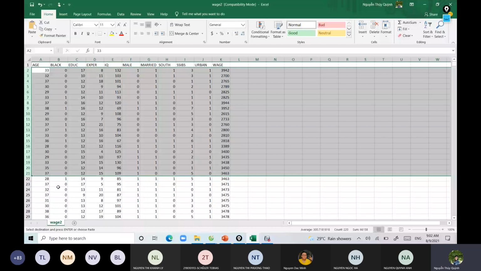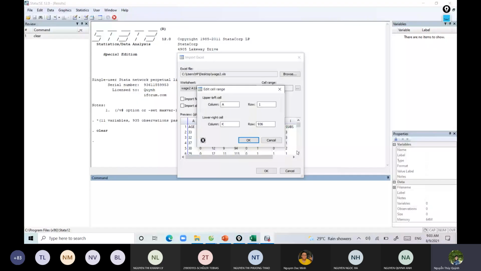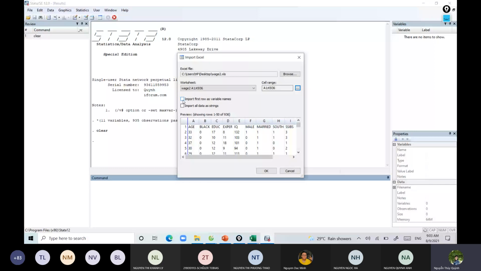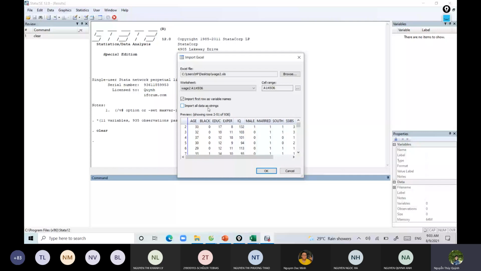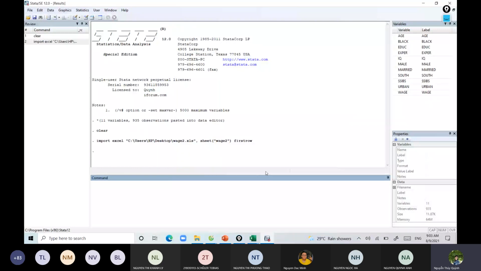We have two options here. Import first row as variable names. The first row is the variable names, so click here. The second option is to import all data as string. String is not a number. If you import the data as string, you cannot regress the model. That's why do not click the option. Then click OK. So we will have the variables here. You can look at the variables by clicking the data editor here. Yeah, this is our data.